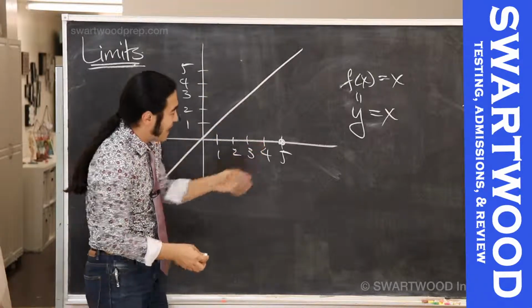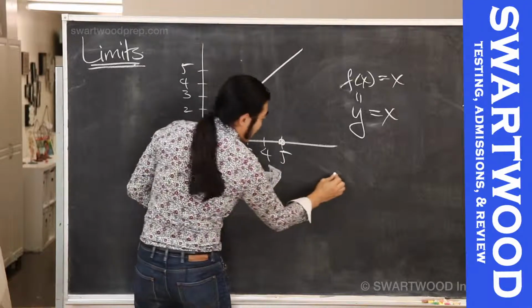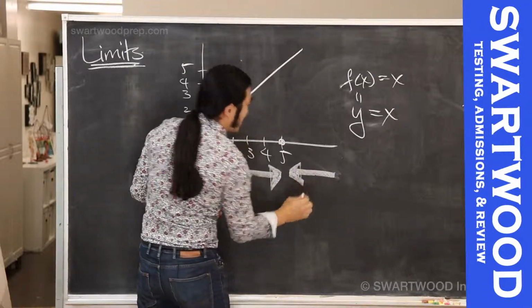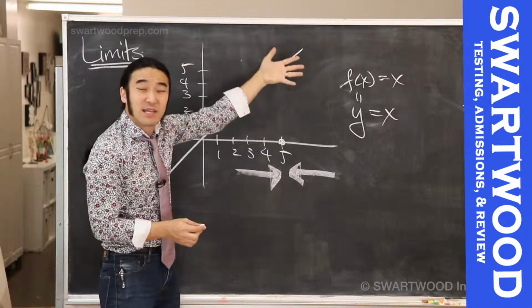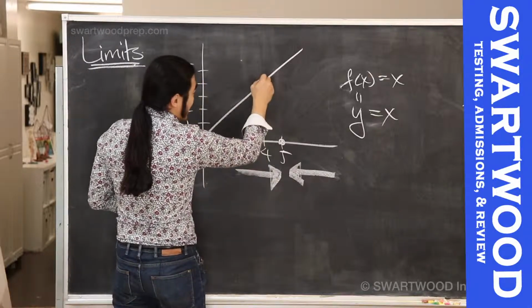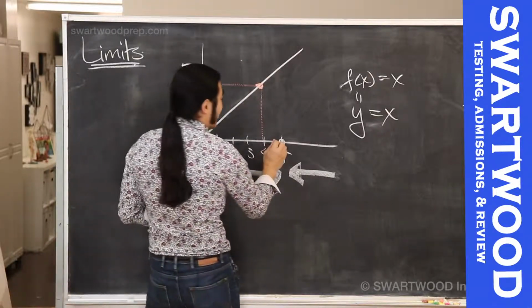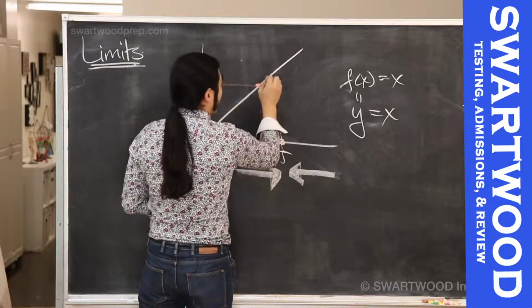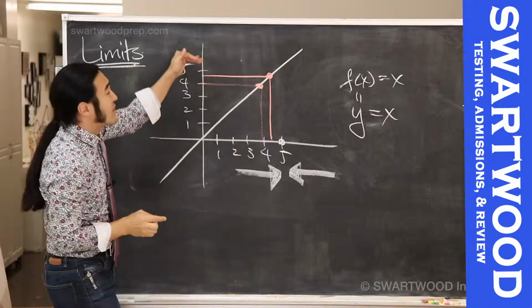Okay. So if you're looking at 5, what we can do is look at 5 coming from the left-hand side. Okay? And we can also look at 5 coming from the right-hand side. So what I'm saying is, as we pick numbers closer and closer to 5, what happens to the height value? Okay? So if we were to pick 4, 4 would give us 4. As we get closer to 5, let's say like 4.5, we get closer to a height value of 5.